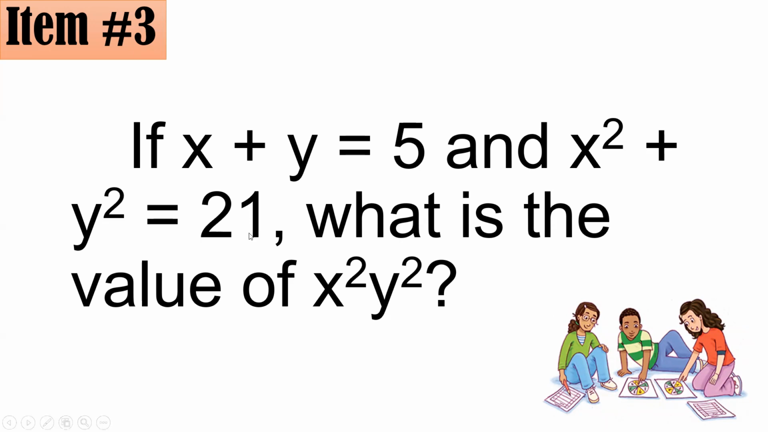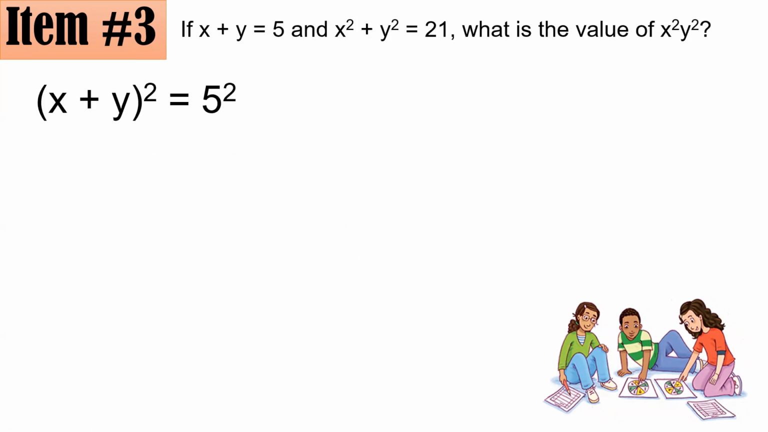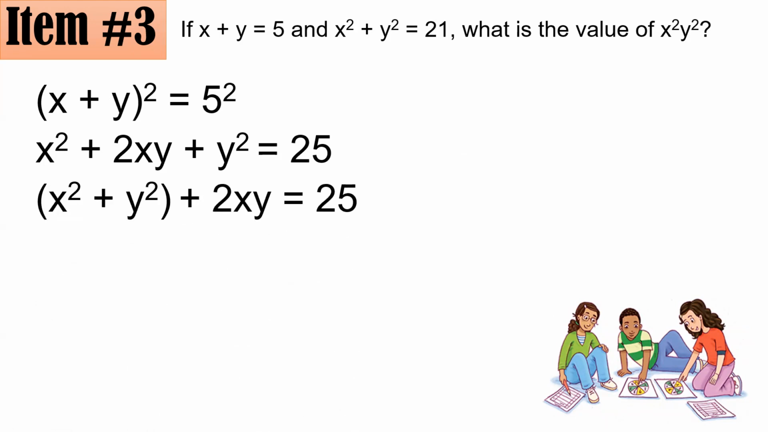So, yung ginawa ko po is ganito. Di ba yung first equation is x plus y equals 5. We square both sides of the equation. And this becomes x squared plus 2xy plus y squared equals 25. And take note po, gaya po ng kanina, I grouped the x squared plus y squared. Anong purpose ng pag-group ko dyan? It's to substitute. It's given po kasi that x squared plus y squared is 21, di po ba? So by substitution, naging 21 plus 2xy equals 25.